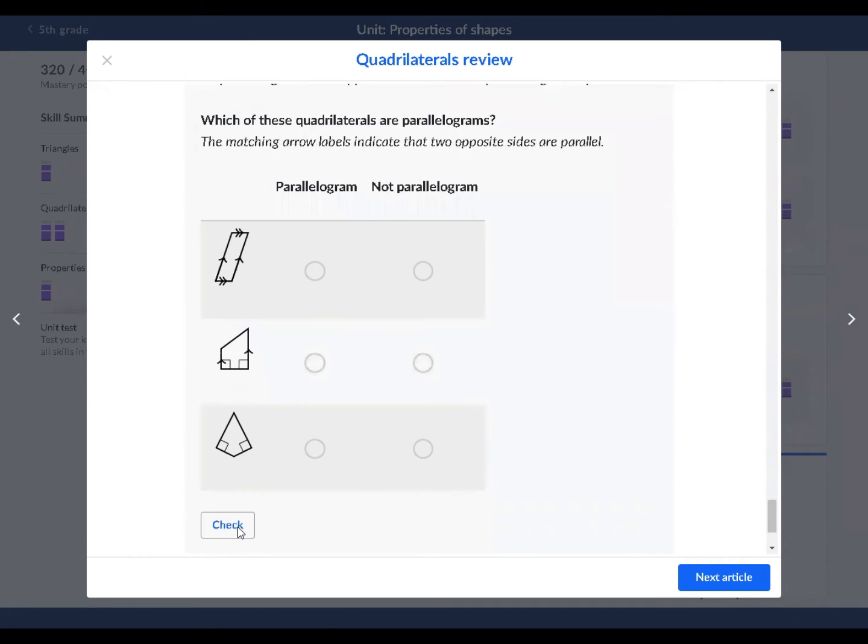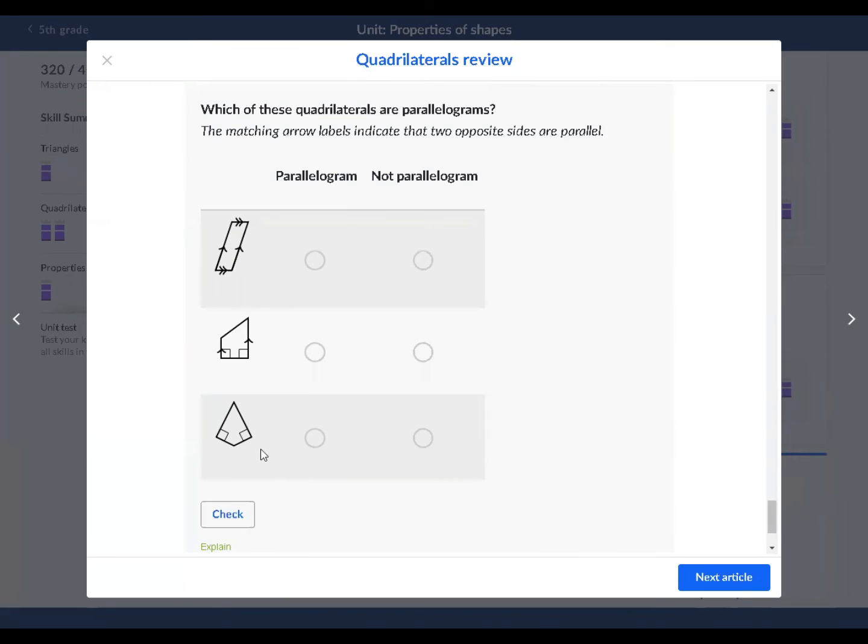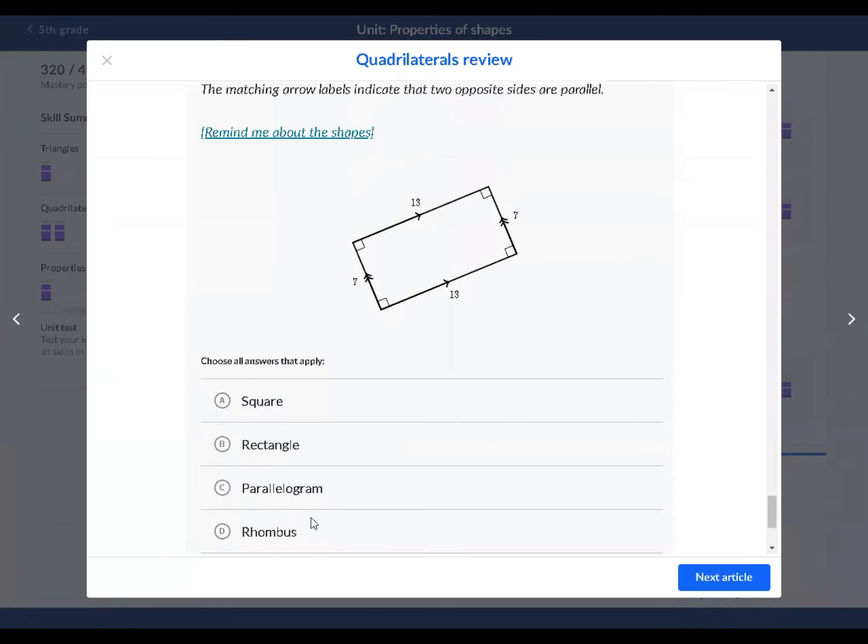Great. Now we have to mark which of these are parallelograms. Here you could see that we have two parallel sides because of the signs. So this is a parallelogram, and this has only one parallel side, not two. So this is not a parallelogram, and this is also not a parallelogram. So only the first one is a parallelogram, the rest aren't. And we got it correct. Next question.